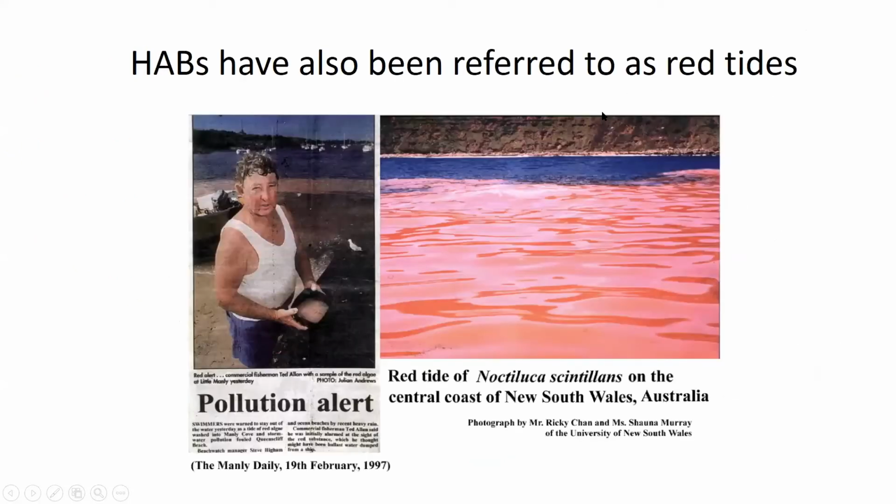And HABs, they've been referred to as red tides. You may have heard that term. Here are some old newspaper clippings. This is from 1997. This is in Australia. This is a certain species of algae here, and it has pigments inside of it that have this red color. And so that's why you're seeing that very strong red color. And as wave action and water currents move it to the coast, it kind of comes in with the tide, and there you go, red tide.